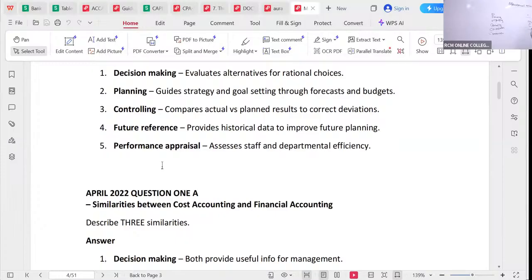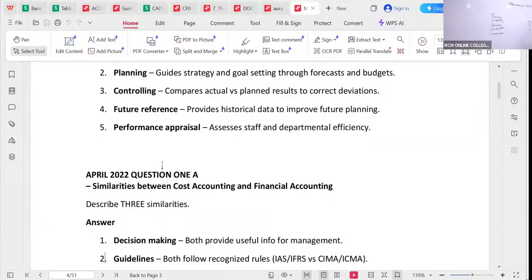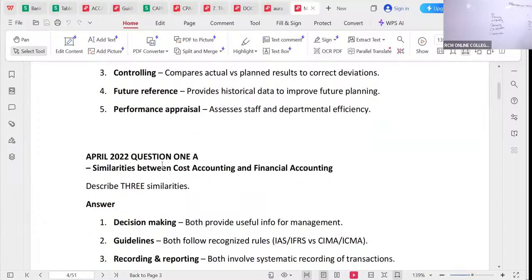You can see there are similarities between cost accounting and financial accounting. Are they similar? Yes. In decision making, both provide useful information for management. Both follow recognized rules. Even if management accounting is quite flexible, it still follows what we call CIMA. CIMA stands for Chartered Institute of Management Accountants.